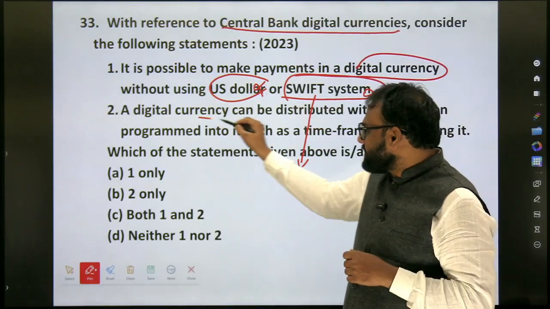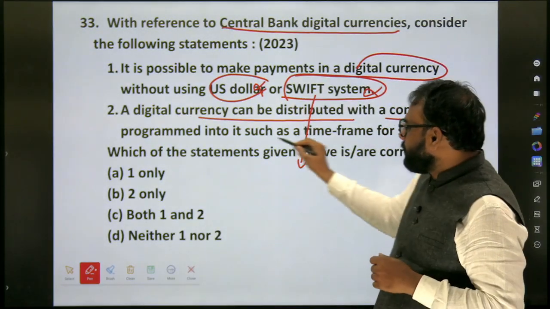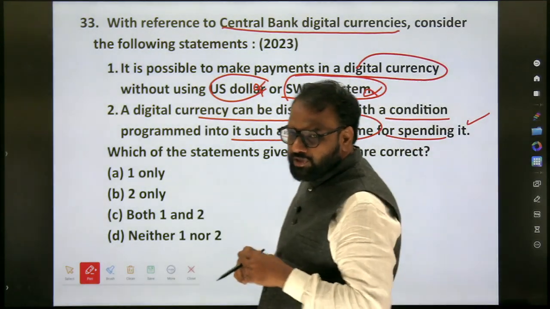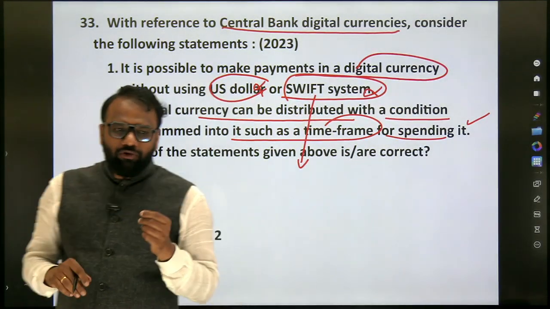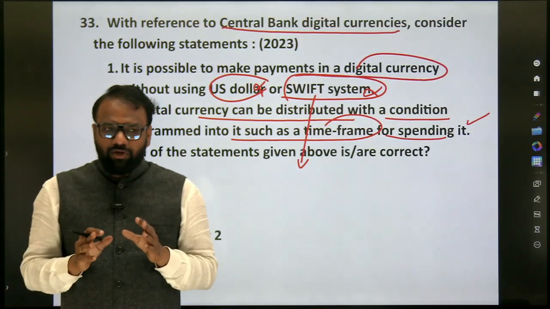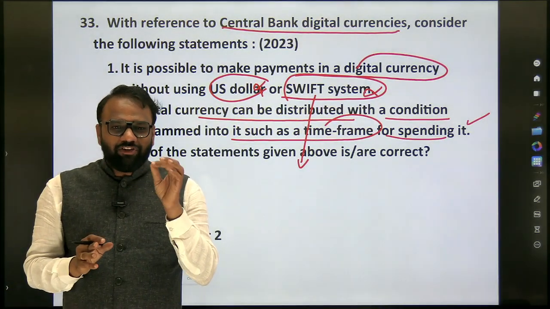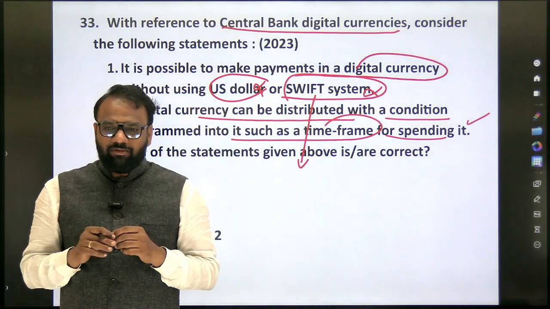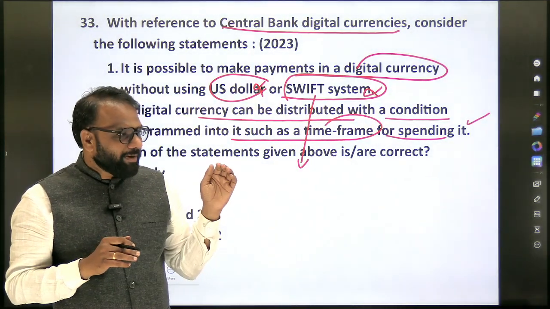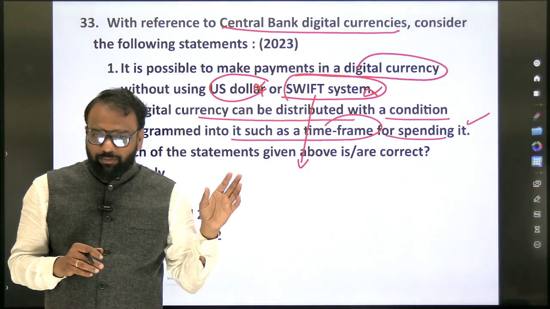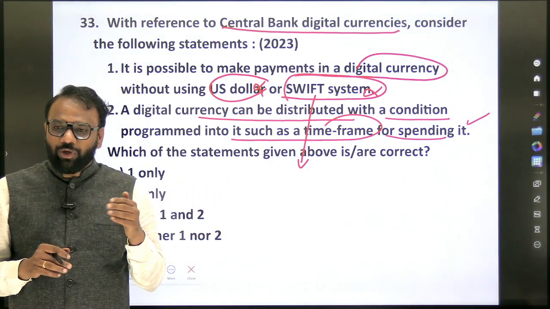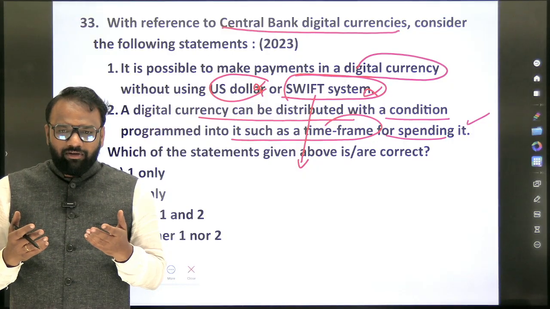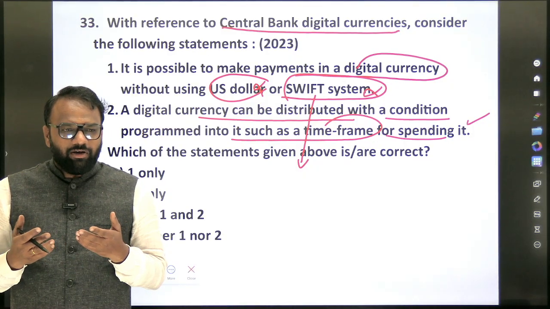Next, a digital currency can be distributed with a condition programmed into it, such as a time frame for spending it. Very important. Whenever a digital currency is being issued, we can fix a time frame that within 2 months you should spend it. That is the advantage of digital currency. Now why is this topic important? Because it will help us to eliminate what? Corruption.